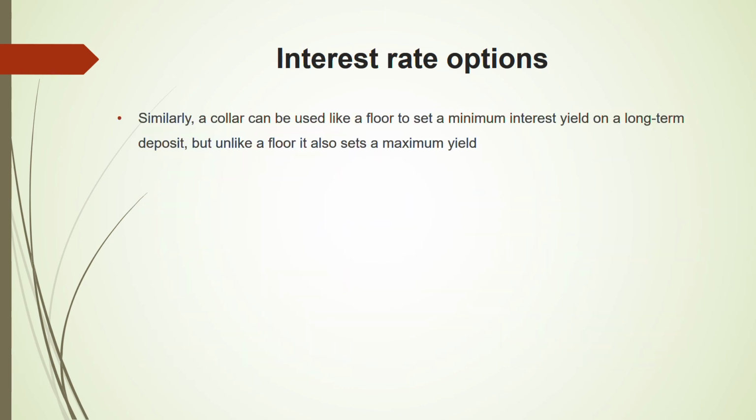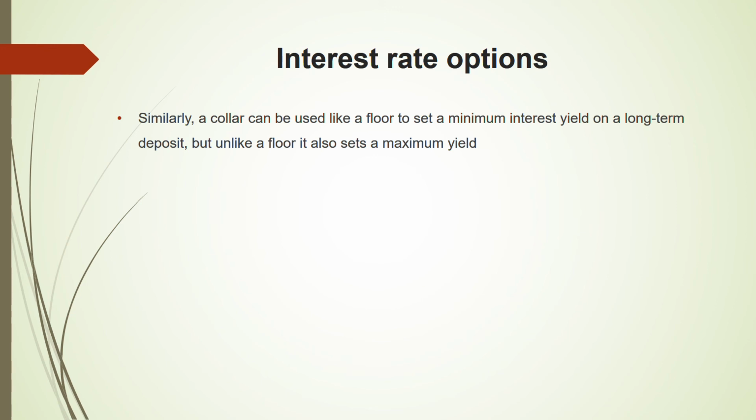So similarly, a collar can be used like a floor to set a minimum interest. Here also they set a minimum interest, but here they cannot take the advantage of a maximum yield. If it goes above your ceiling level, your cap level, in the collar I'm talking about, you cannot take that advantage when you're taking a collar. So a collar limits both upside and downside. Upside for floor, downside for cap. That's why this collar is less costly compared to a cap or a floor.